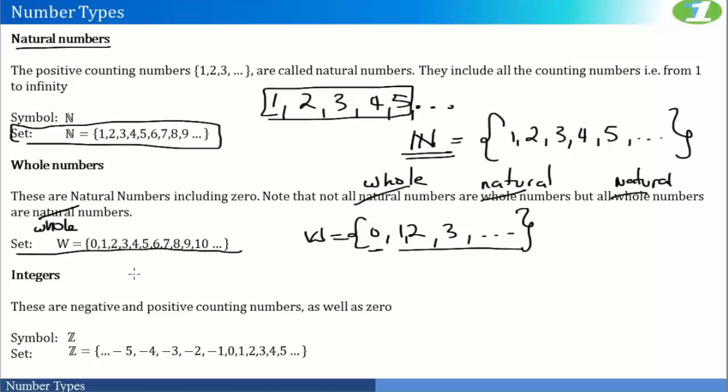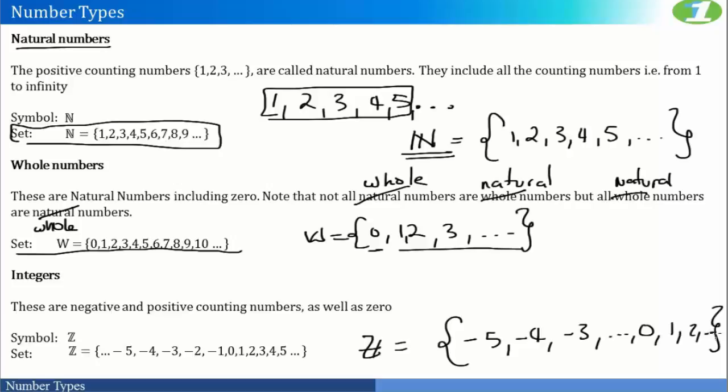Now let's look at our integer set. Well, this set is pretty much negative and positive counting numbers. So we're really looking at, let's say, negative 5, negative 4, negative 3. This goes all the way to 0, and then you can start at 0 and go to your positive counting numbers, and this goes into infinity.